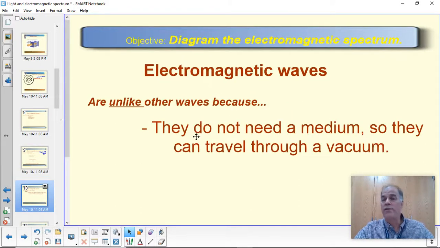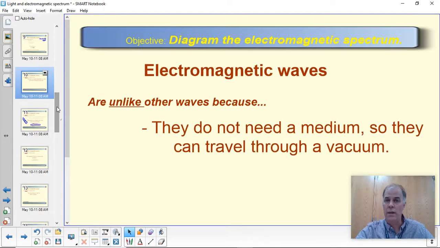Now, electromagnetic waves are different than the waves we studied in the last unit. For one thing, they don't need a medium. Electrical fields and magnetic fields can exist on their own. They don't need to exist inside some other substance. So electromagnetic waves, light waves, can go through the vacuum of space. Mechanical waves can't do that. They need a medium.